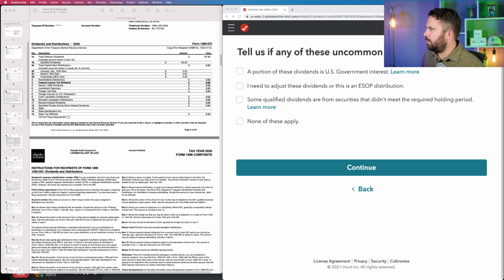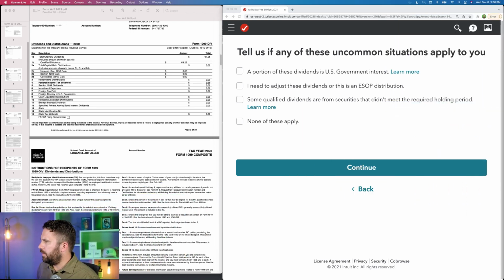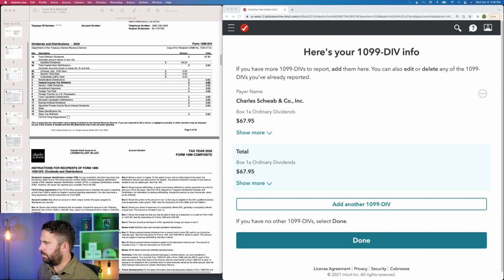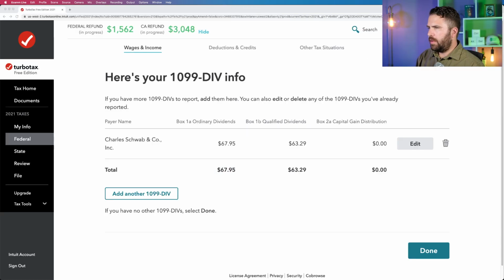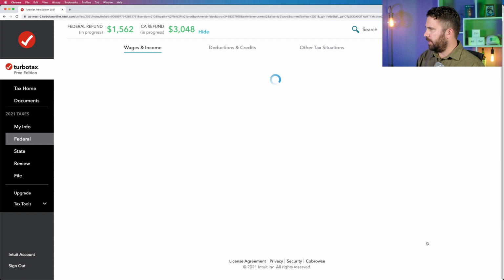Uncommon situations. Tell us about the uncommon situations that apply. None of these apply. All right, so this is basically the dividend summary. Just review it, make sure it looks good. I'm going to hit done.